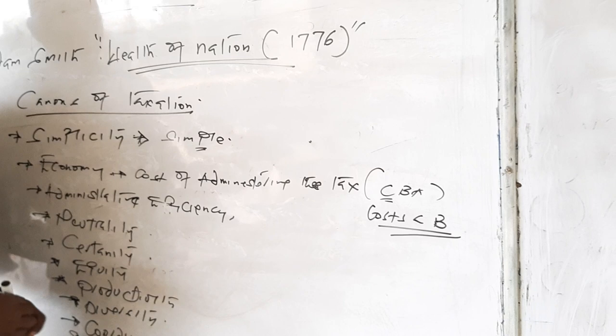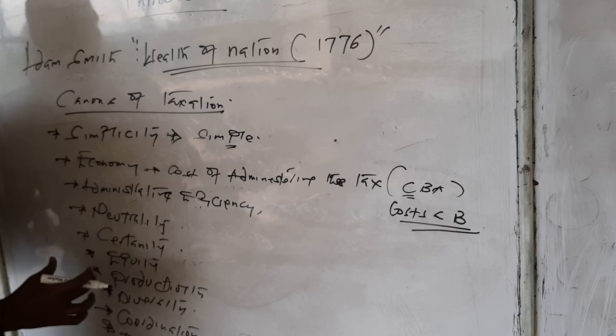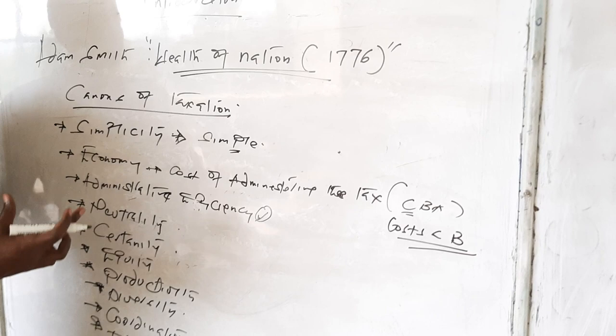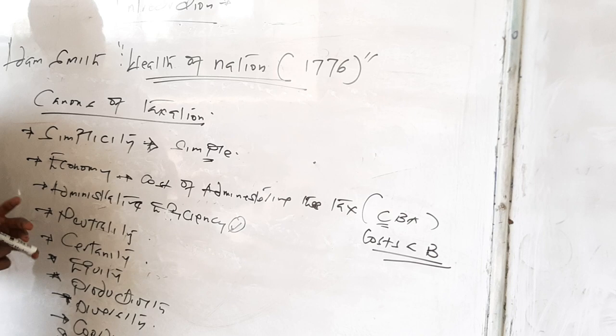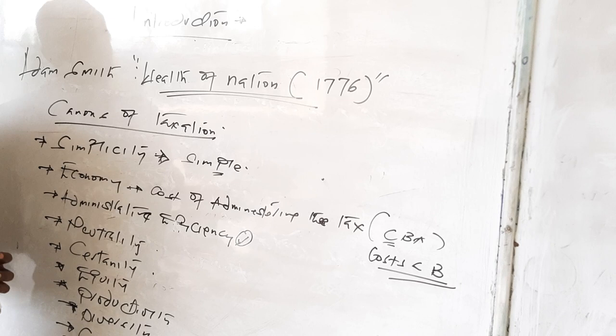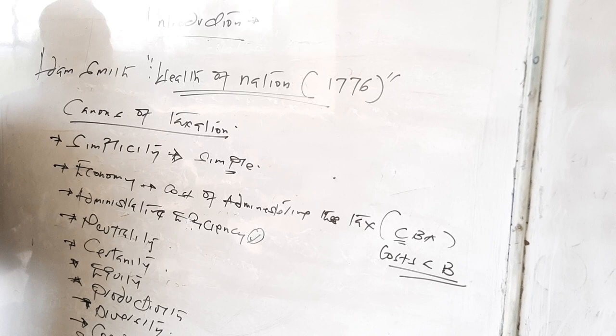How about administrative efficiency? Administrative efficiency means that a good tax system should be capable of being administered efficiently. The system should produce the highest possible yield at the lowest possible cost, both to the tax authorities and the taxpayer. Therefore, the tax system should ensure that the greatest possible proportion of taxes collected accrues to the government as revenue.